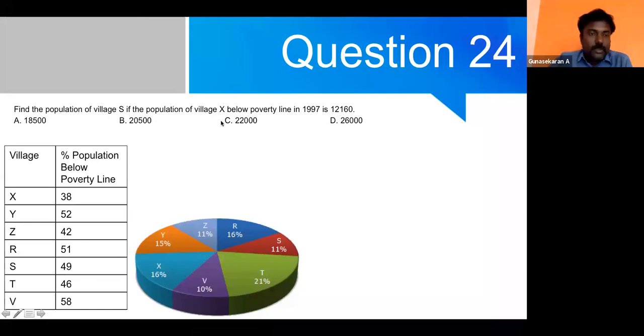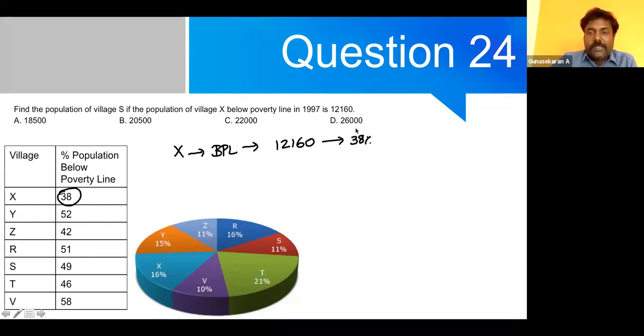Question 24. Find the population of village S if the population of village X BPL... So now they gave the reverse. Village X BPL population is 12160. What is BPL population? 38%. 38% is 12160. What is 100%? 12160 by 38.